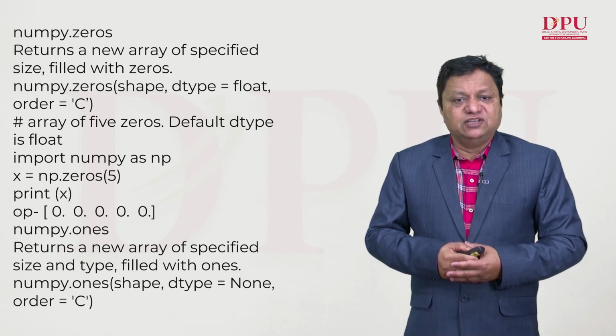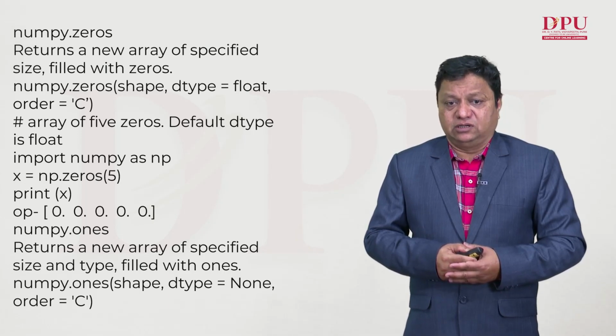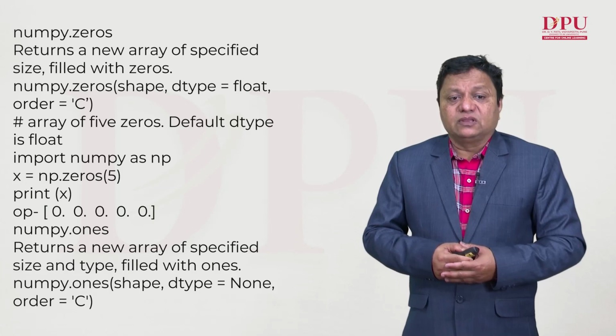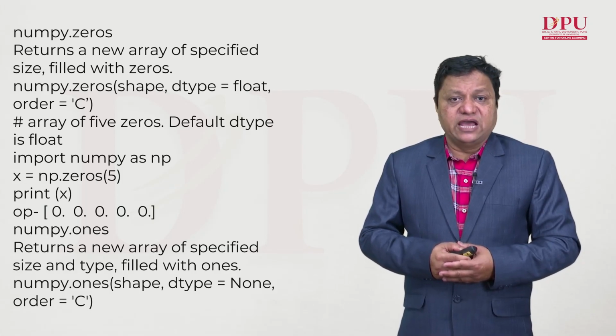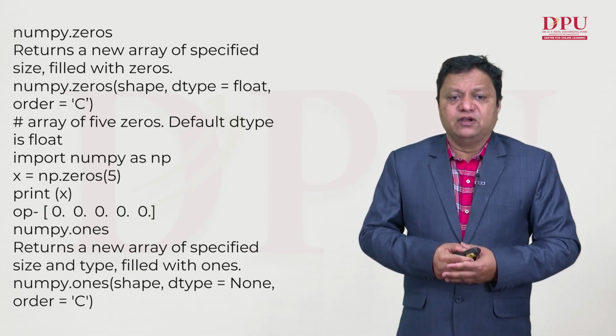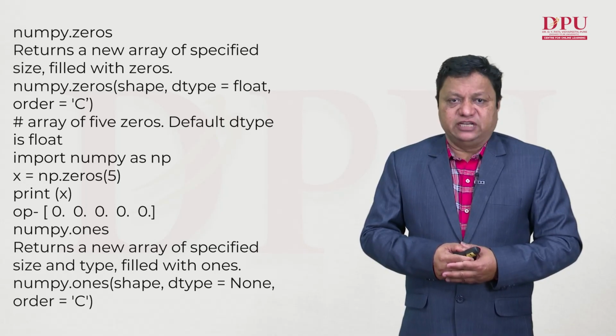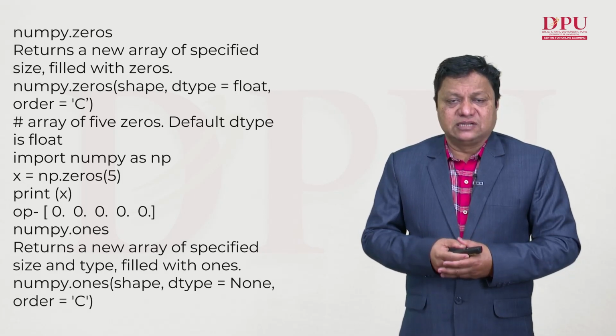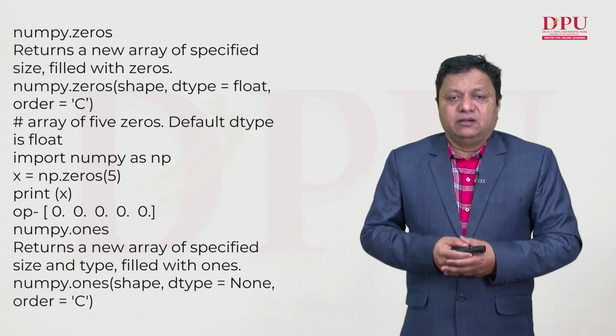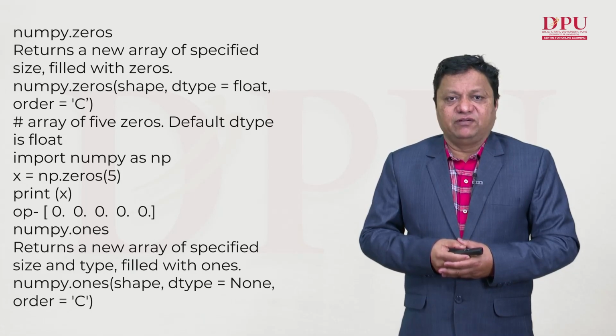So an array of 5 zeros can be created with the default data type float, like say x is equal to np.zeros(5). It will create an array having 5 elements initialized with 0. As you can see in the slide, the output of print x will be an array having 5 zeros, since I have created the array by using np.zeros(5).